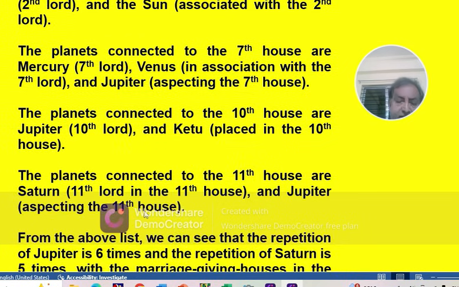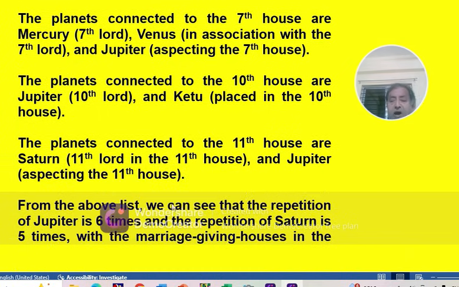From Virgo, 5th aspect. The planets connected to the 10th house are Jupiter, the 10th Lord, and Ketu placed in the 10th house. I have shown all of you in the horoscope, in the Navamsha chart. The planets connected to the 11th house are Saturn, the 11th Lord, in the 11th house. You have to write Saturn twice because once he is the 11th Lord and he is also in the 11th house.